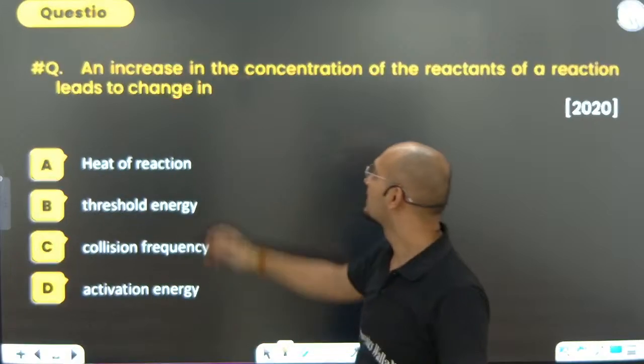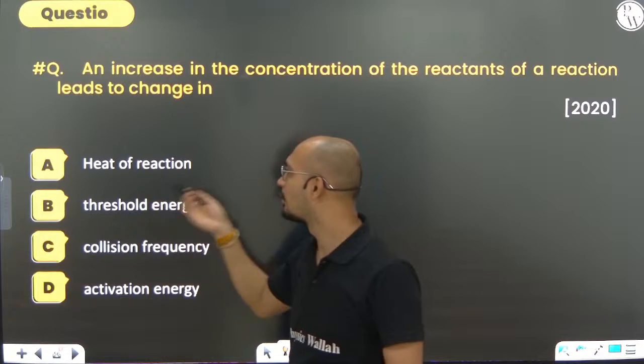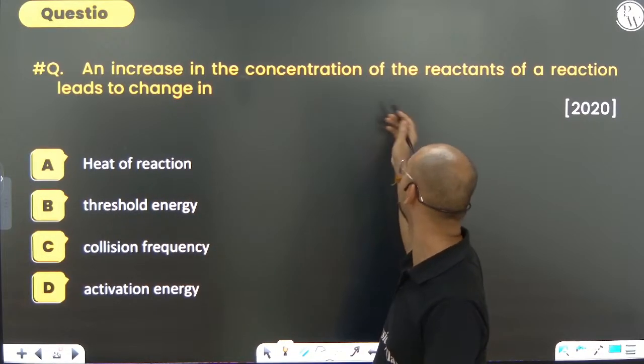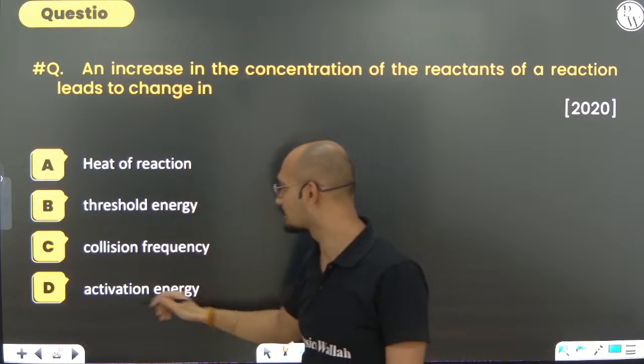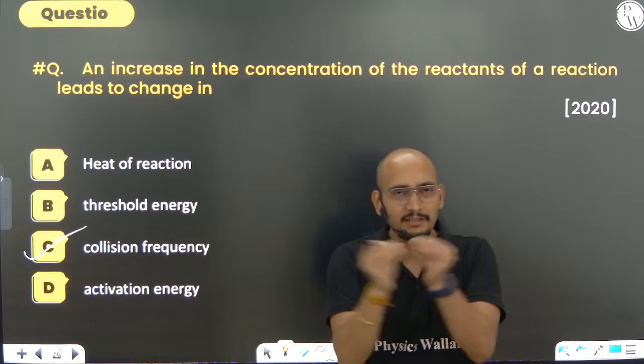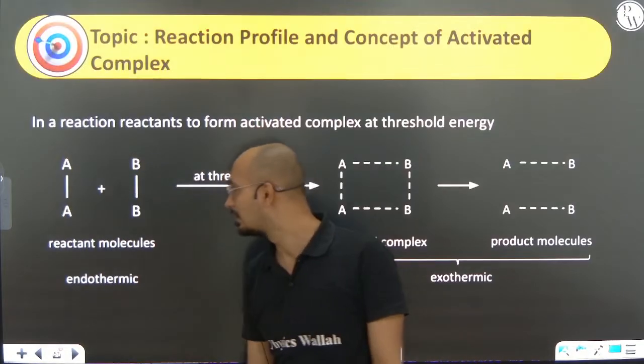Next, an increase in the concentration of the reactants of a reaction leads to a change in what? Always remember, if you increase the concentration of the reactants, heat of reaction and threshold energy do not change, but collision frequency does. If more reactants are there, they will collide with each other more frequently and faster.